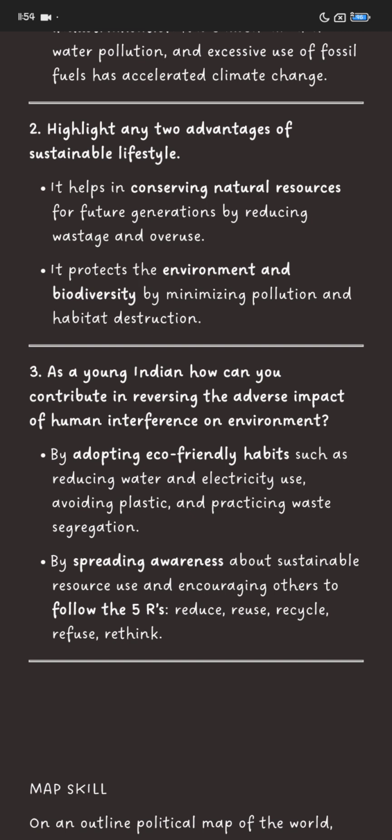Number 3. As a young Indian, how can you contribute in reversing the adverse impact of human interference on environment? By adopting eco-friendly habits such as reducing water and electricity use, avoiding plastic, and practicing waste segregation. By spreading awareness about sustainable resource use and encouraging others to follow the 5 R's: reduce, reuse, recycle, refuse, and rethink.